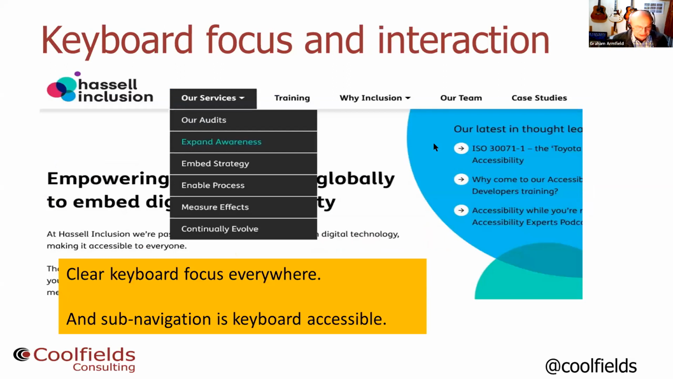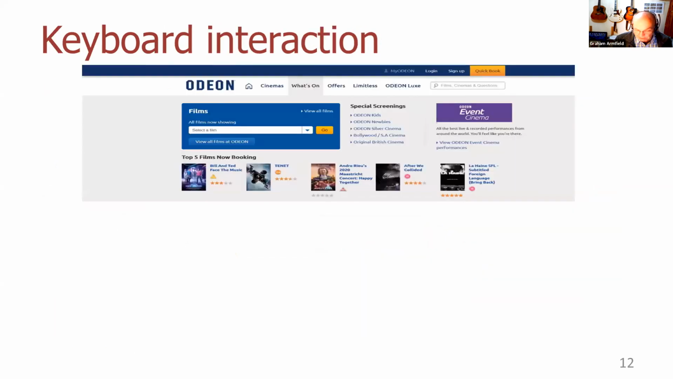Okay, actually this is a WordPress website, Hassle Inclusion. It's a company I do a lot of work with, and here there is clear keyboard focus everywhere on the site. And in terms of getting to all the site, this is good too, because this navigation across the top, I've got sub menus hanging off some of these elements, and I can get to them with the keyboard as well. So keyboard users are not effectively locked out from the site, as they might be with this site.